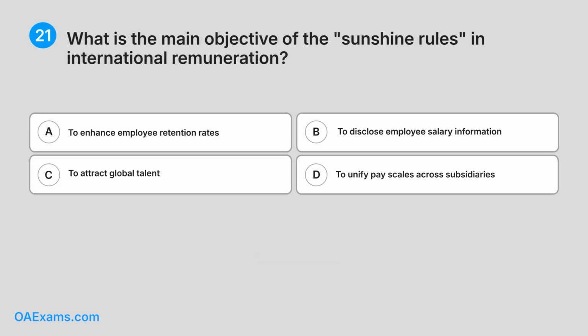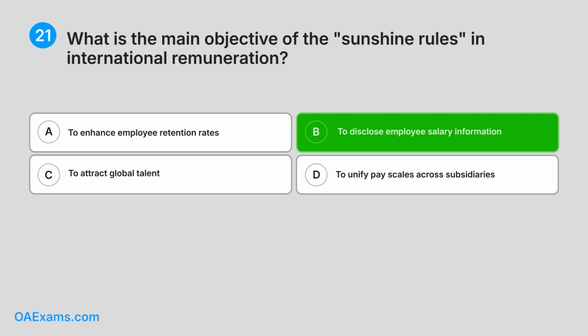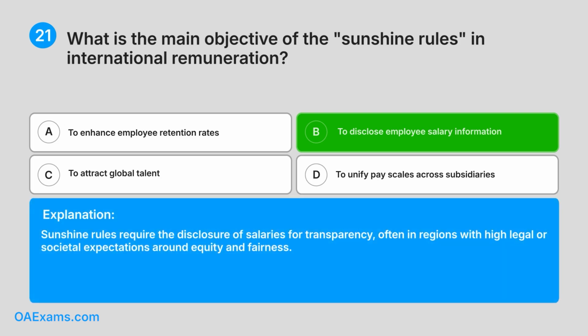Correct answer, B. To disclose employee salary information. Explanation. Sunshine Rules require the disclosure of salaries for transparency, often in regions with high legal or societal expectations around equity and fairness.